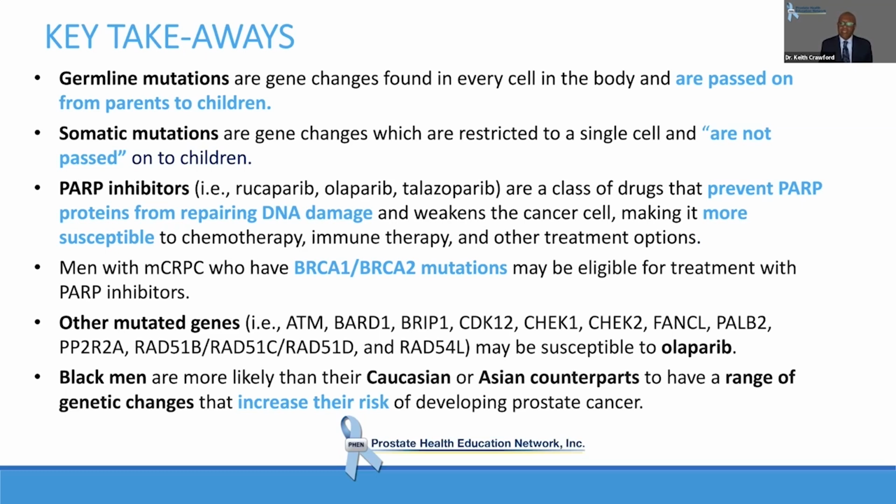Men with metastatic castration-resistant prostate cancer who have BRCA1 or BRCA2 mutations may be eligible for treatment with PARP inhibitors. And just remember, I'm not going to give you all the genes, but there are other mutated genes that you need to be aware of that may make you eligible for some of these new therapies. And lastly, Black men are more likely than Caucasian or their Asian counterparts to have a range of genetic changes that increase their risk of developing prostate cancer.